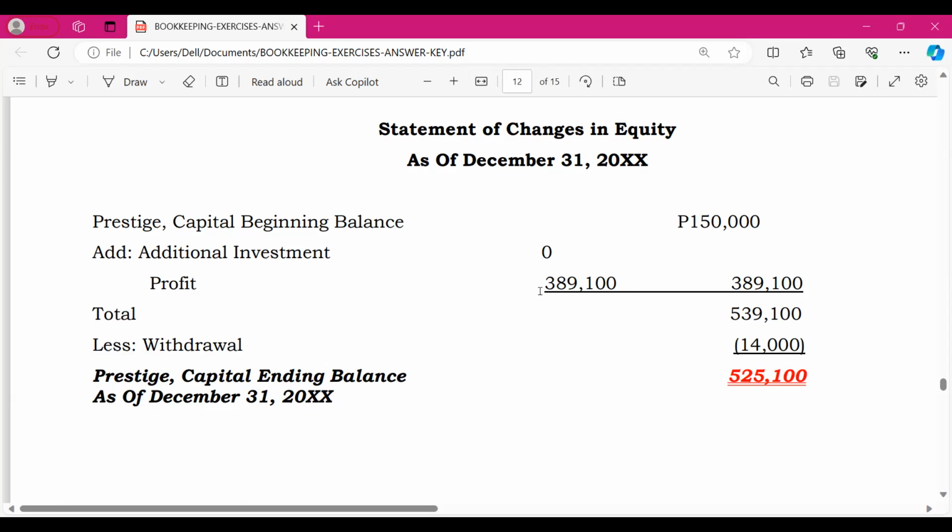Paano mo nakuha yung profit? Question nga, paano nga nakukuha yung profit? Saan nga nakikita ang profit? Di ba nasa worksheet ninyo, nasa income statement? Because income minus expenses equals profit or loss. So, dun yan siya nagagaling.